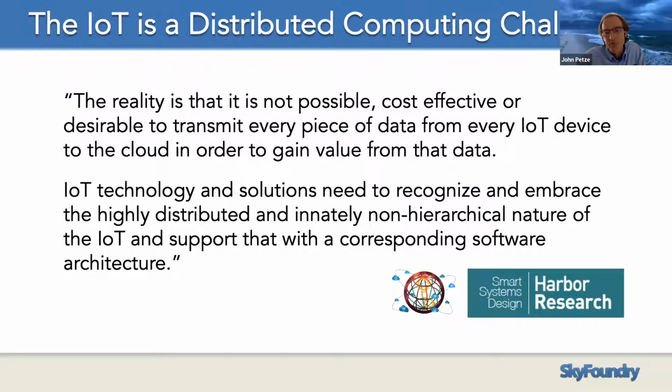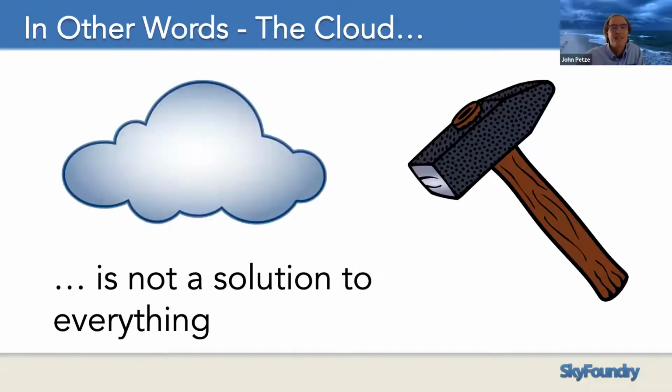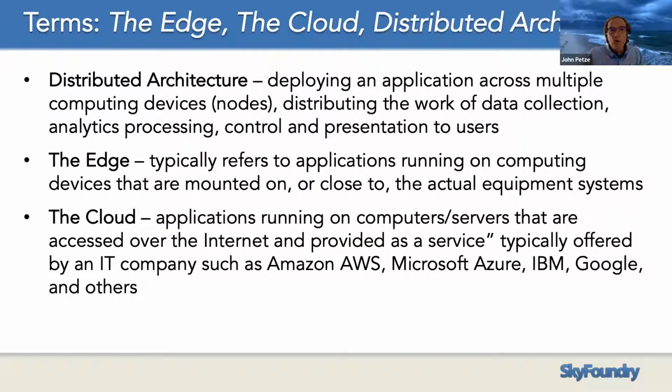And another way to view that is, in other words, the cloud, as valuable and important as it is, is not a solution to everything we need to do in the real world of buildings and the built environment. So let's talk about some of the key terms here. What do we mean when we talk about distributed architecture, the edge, the cloud?